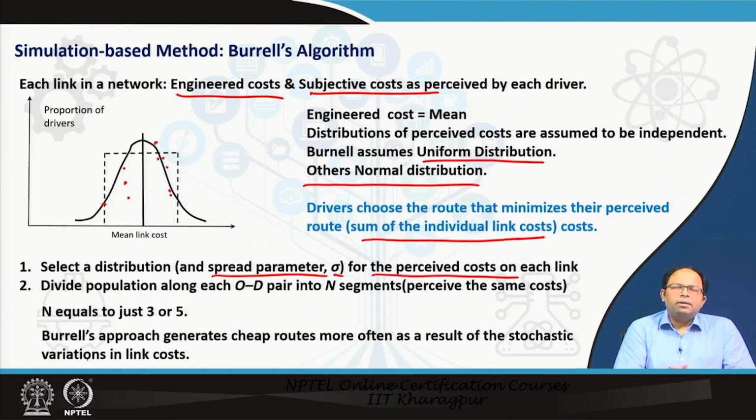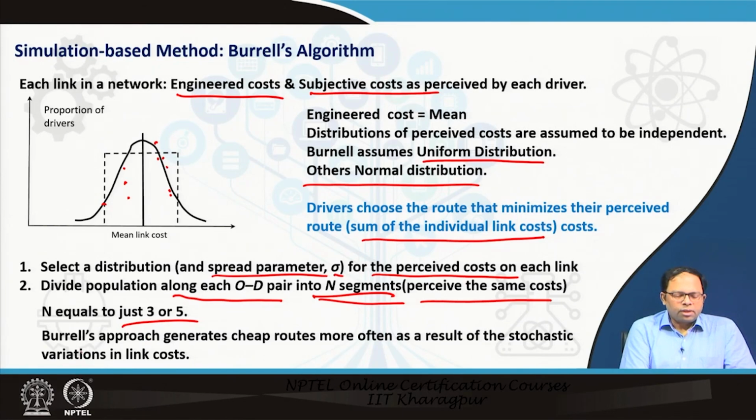Now if I do it for every individual, then it's a huge amount of computation. So instead we divide the population along each OD pair into n segments, like we did in incremental methods. We divide it into n segments who perceive the same cost. That means we assume that this group of people will assume the same cost for this particular link, and in most cases n is just equal to 3 or 5. So there are 3 or 5 alternative routes maximum.